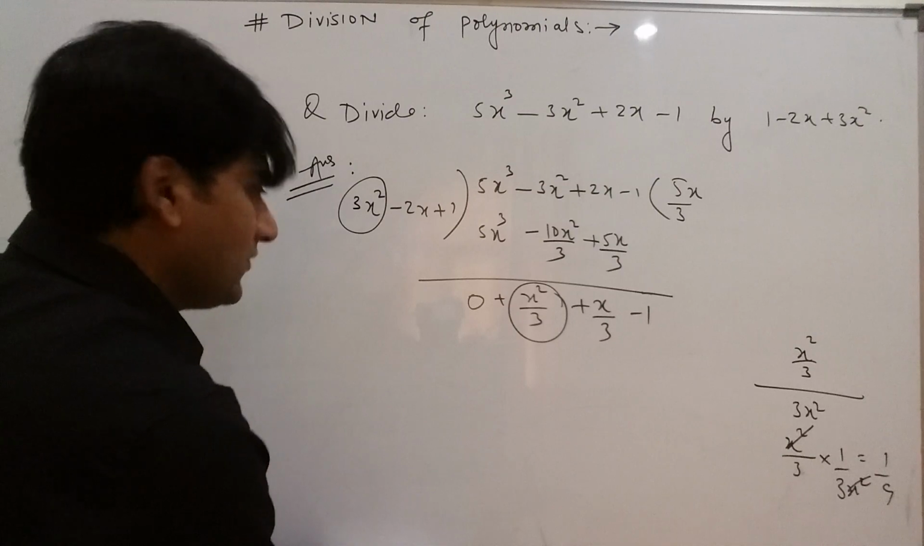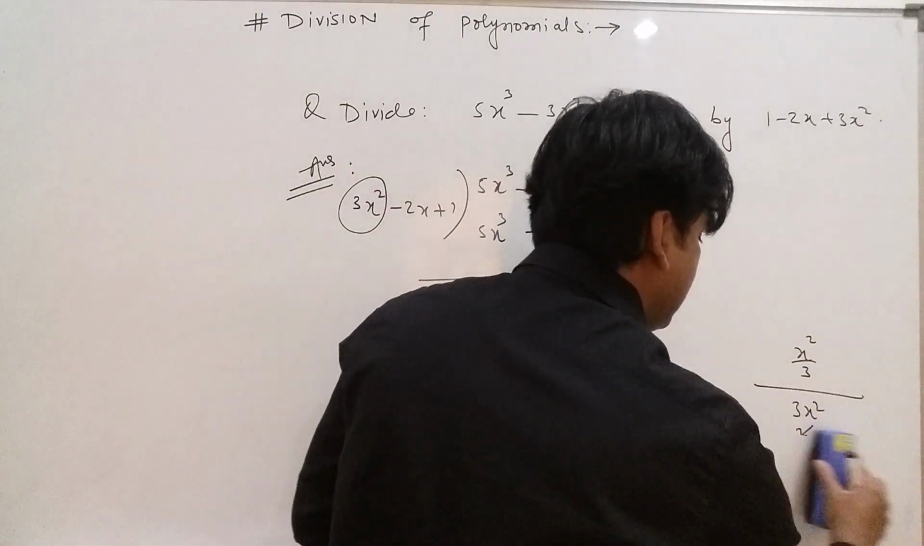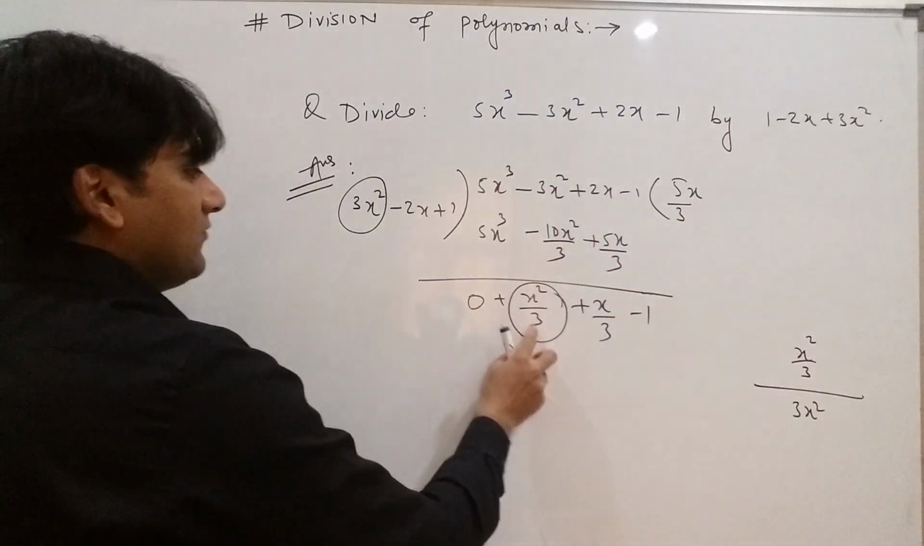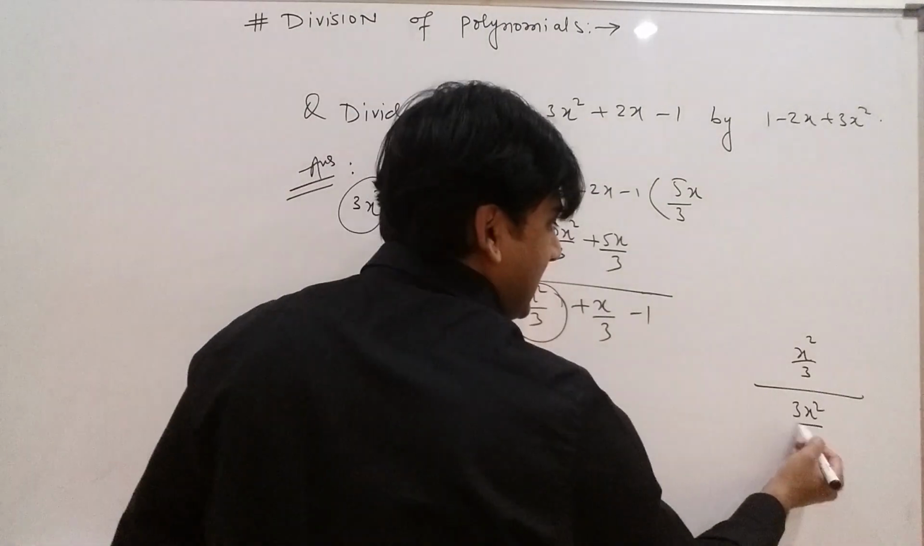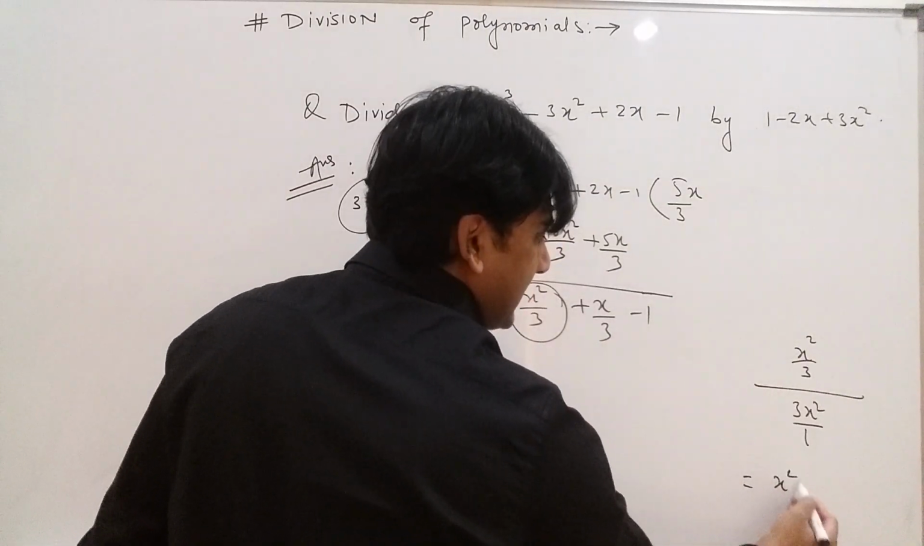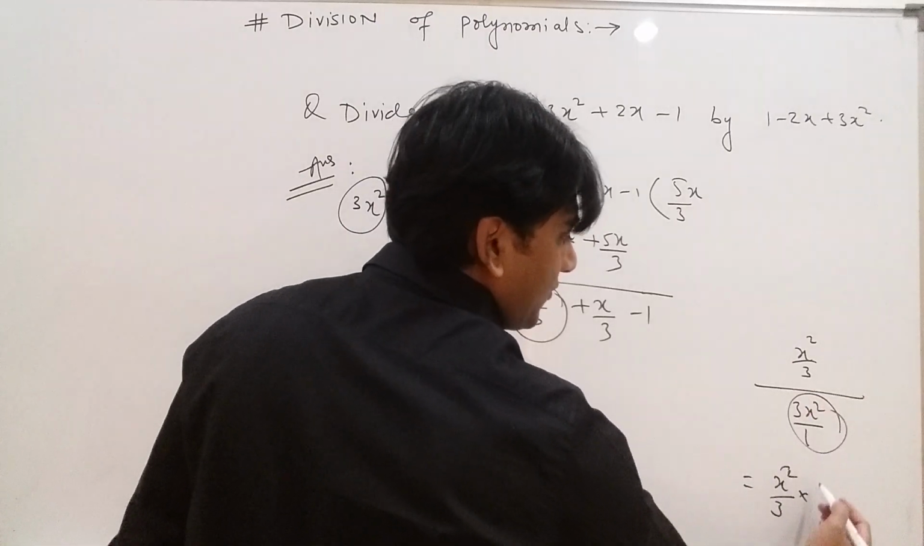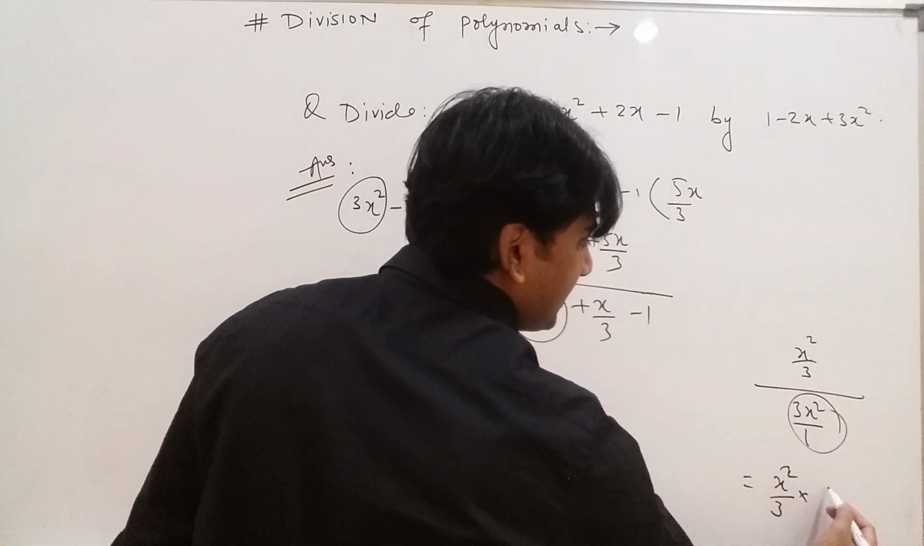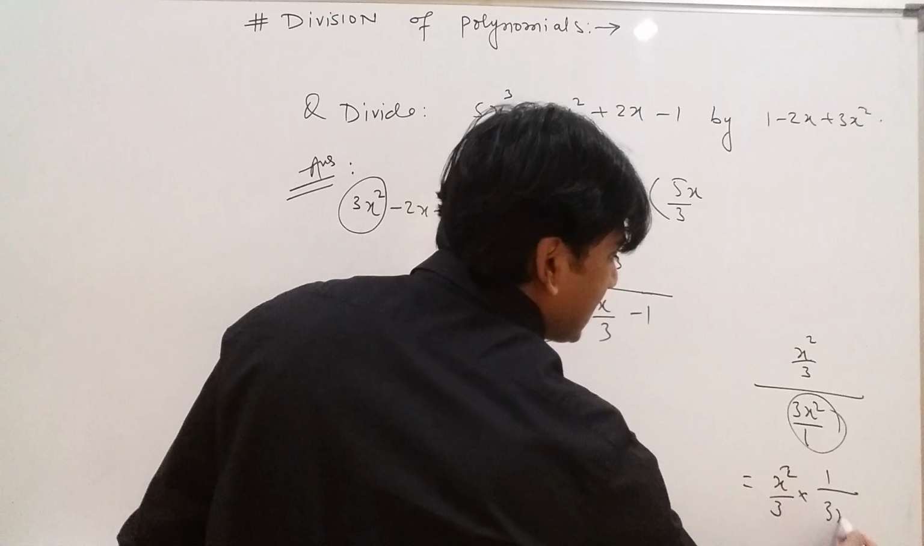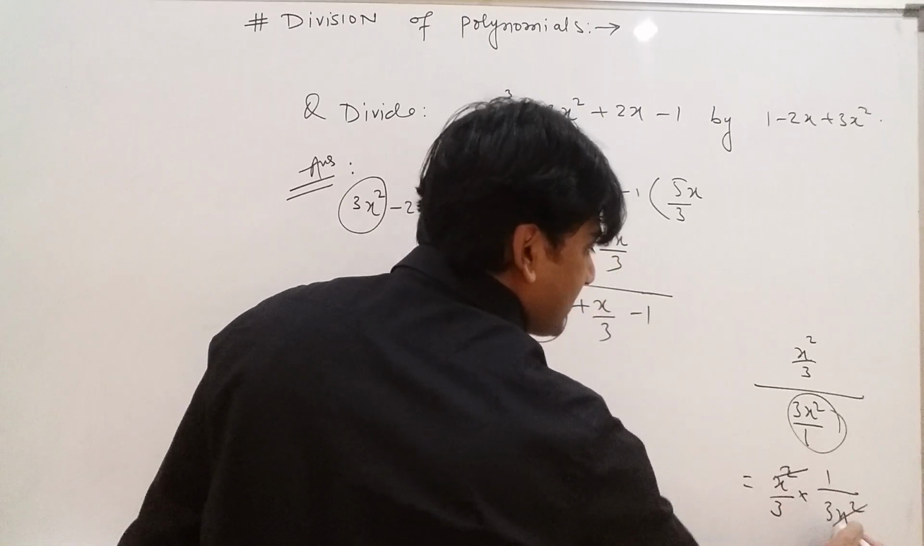Right? Again, if you want, then you can understand. See, this is x squared over 3 divided by 3x squared. You can write like this, and then x squared over 3 times, you have to take the reciprocal of this, which is 1 over 3x squared. x squared and x squared cancel.